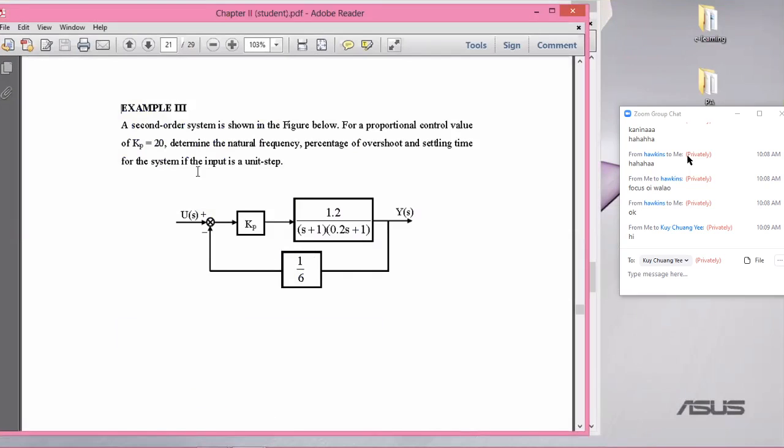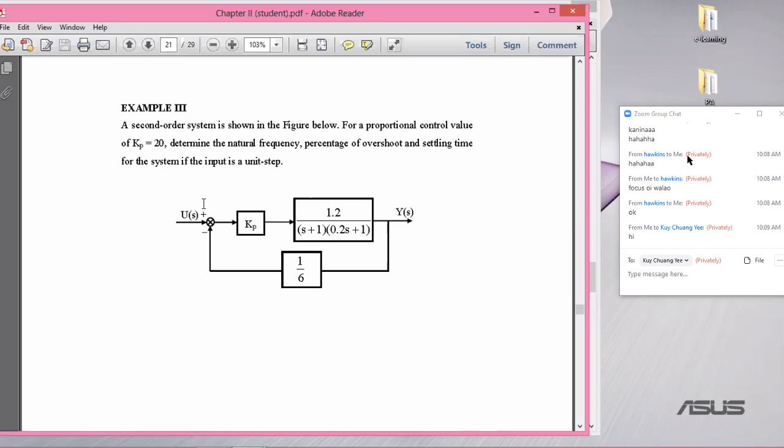Okay, so now this is a second order system. The second order system is shown in the figure below. A proportional control value Kp is equal to 20 is used. So this is the proportional control constant Kp. This is a design parameter. You can choose any value you like. In this case, it has been chosen for us. Kp is equal to 20. This is the proportional controller gain. It has been chosen for us, 20.